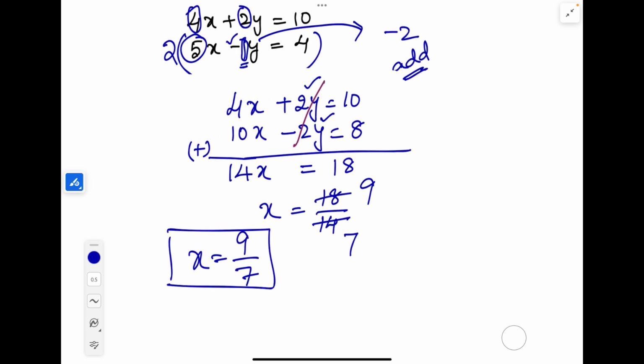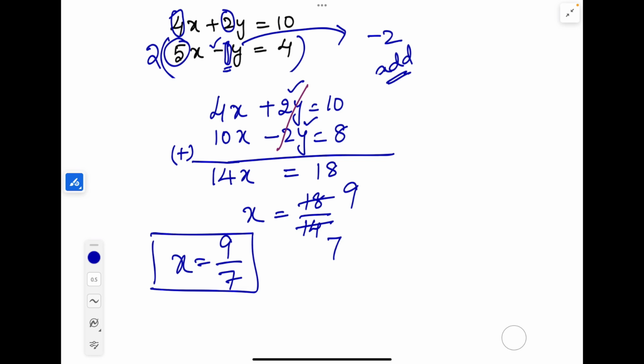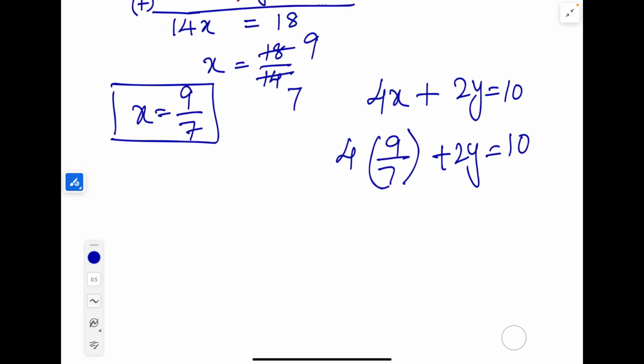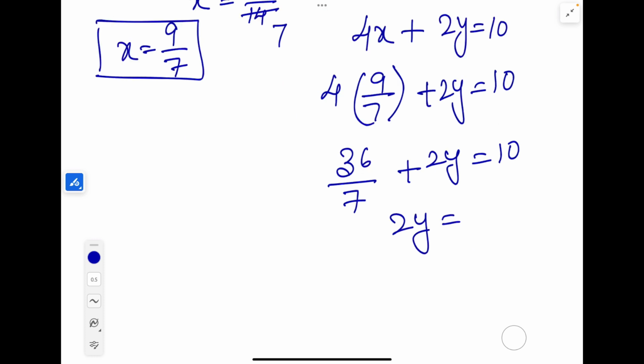Now once we get the value of a variable, we can substitute in any of the equations to get the y value. So we can take the first equation, which is 4x plus 2y is equal to 10, right? Now let us substitute the x value here. 4 times 9 by 7 plus 2y is equal to 10. Okay, and 4 nines are 36 by 7 plus 2y is equal to 10. Transpose 36 by 7. So it will become 10 minus 36 by 7.